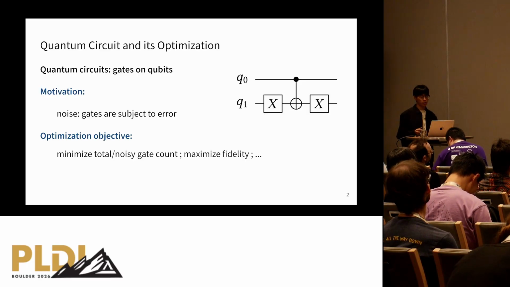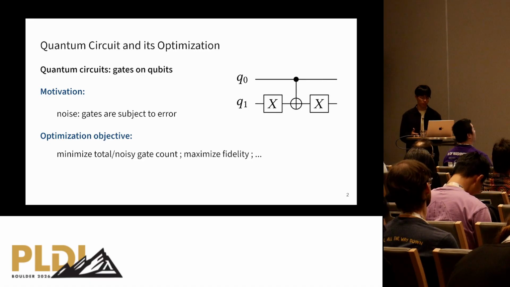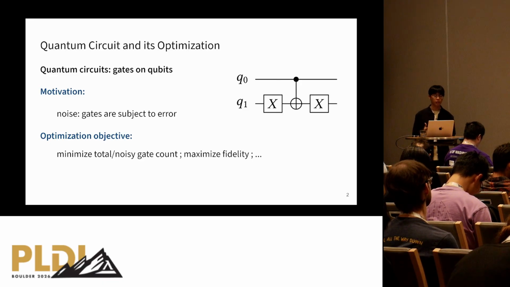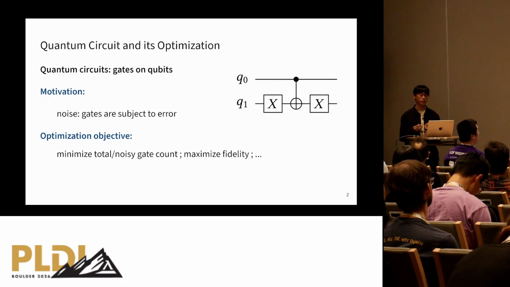So our project is primarily focusing on optimizing quantum circuits, which are composed of a sequence of quantum gates operating on a set of qubits. The motivation for optimizing a quantum circuit is that every quantum gate carries noise, which means that when we run a quantum circuit on real-world quantum hardware, each gate is subject to error and may produce incorrect results. Therefore, the more quantum gates we run on the hardware, the higher the probability that we get an incorrect answer.